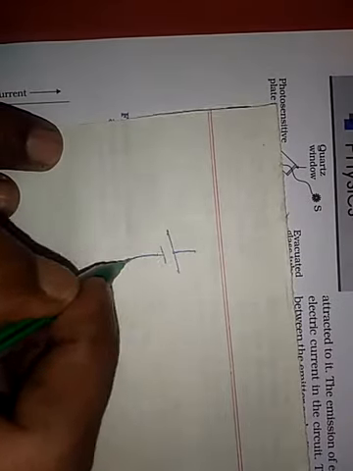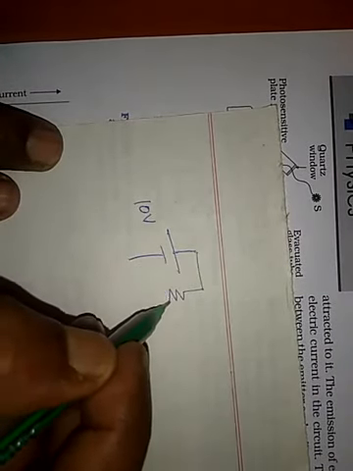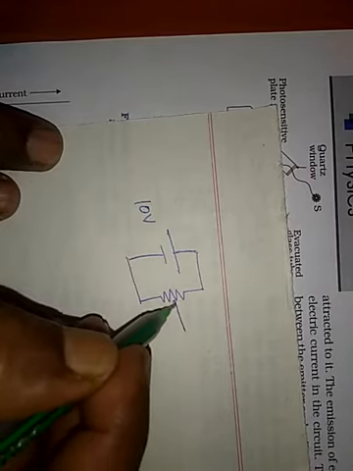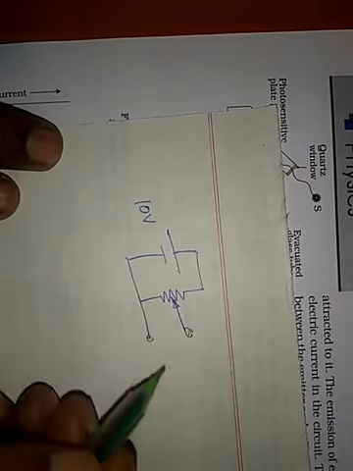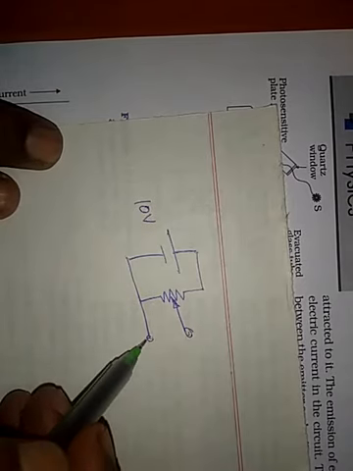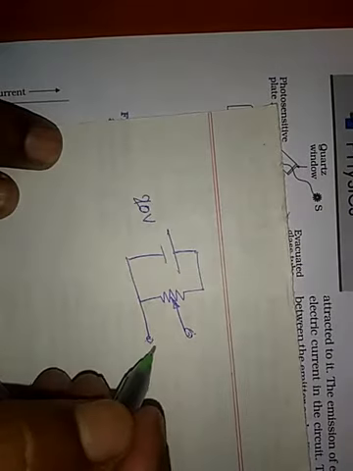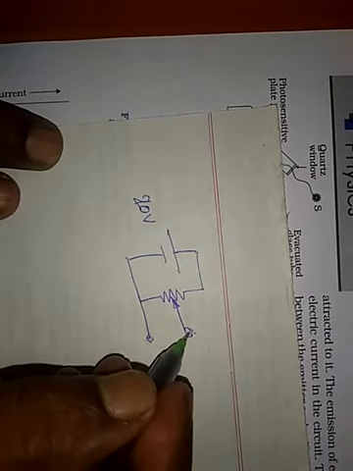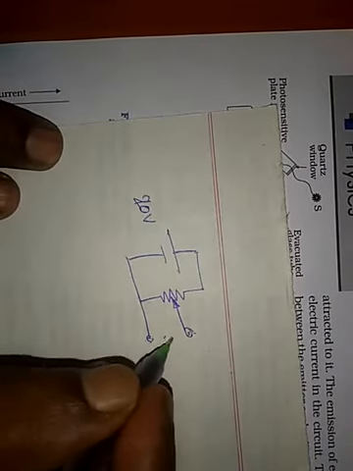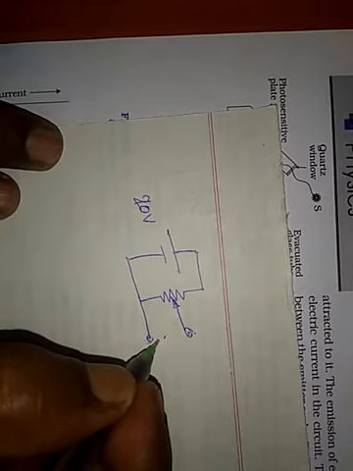you have a fixed supply, say 10 volts or 20 volts, and you want to vary this. So for that you use a variable resistor. Now if you take the voltage between these 2 points, you can vary anywhere between 0 to 10 volts. If it is going to be 20 volts, anywhere between 0 to 20. That means at this point you will get a varying voltage.